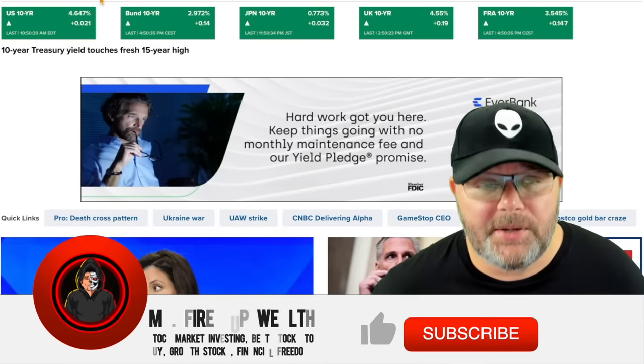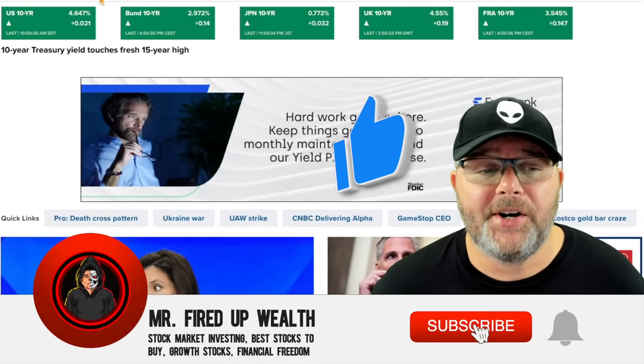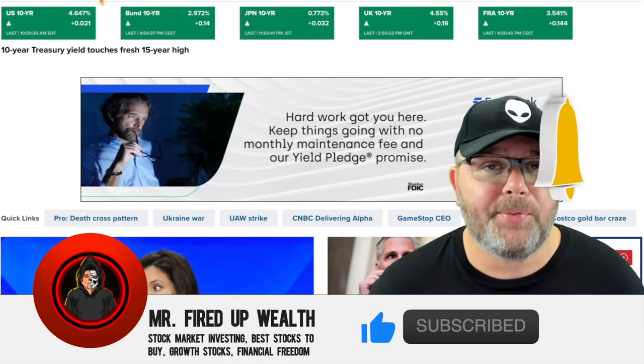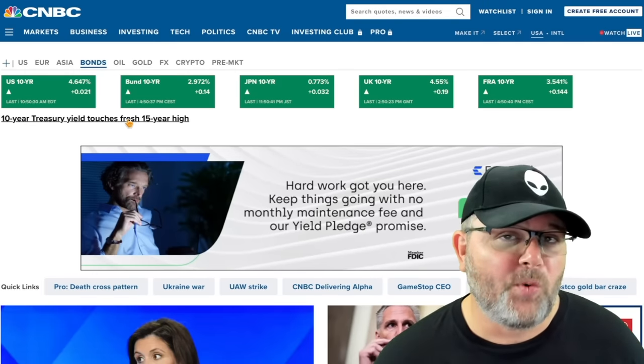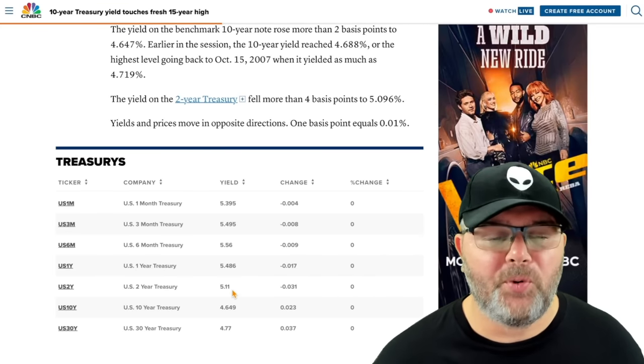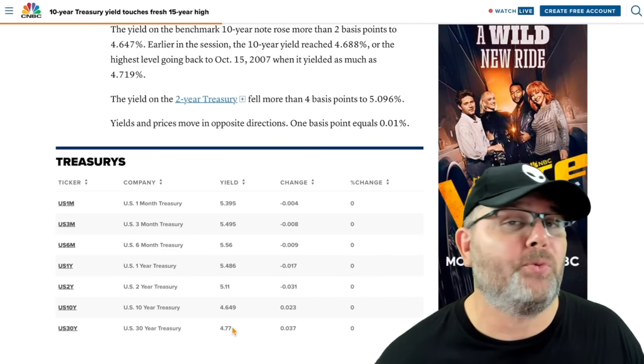So the big thing is going to be treasury bonds. And the 10-year treasury is at 4.647%. That's the highest we've seen in a long time. Fresh 15-year high this morning. Looking at the 2-year treasury at 5.11, the 30-year treasury at 4.77.